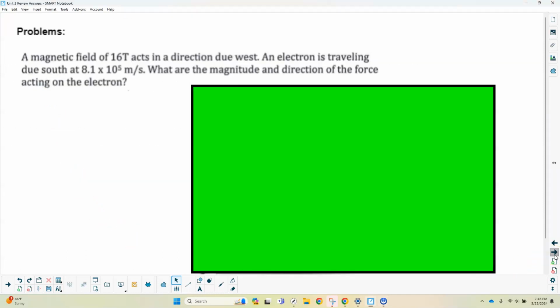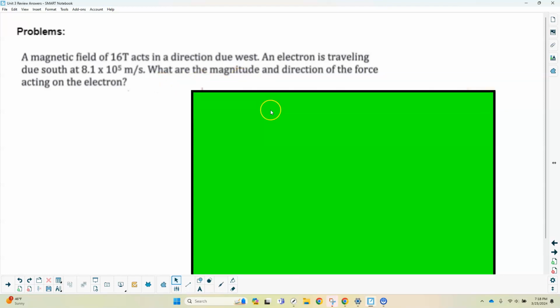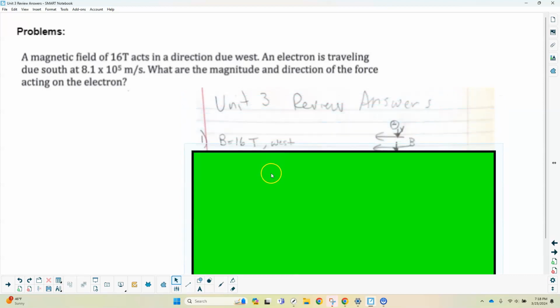But the problems I'm going to take some time and go through, and there are some conceptual elements in these problems anyway, so that'll be good. The first one reads: a magnetic field of 16 Tesla acts in a direction going due west. An electron is traveling due south at 8.1 times 10 to the fifth meters per second, and it wants to know what are the magnitude and direction of the force acting on the electron. Underneath the box, I've worked it out, and these unit review answers are online.